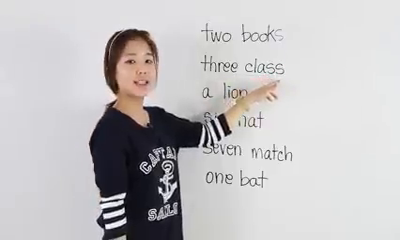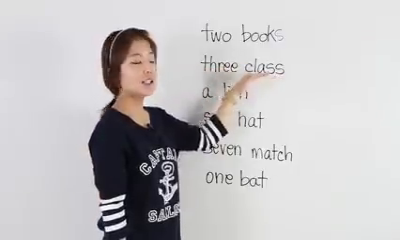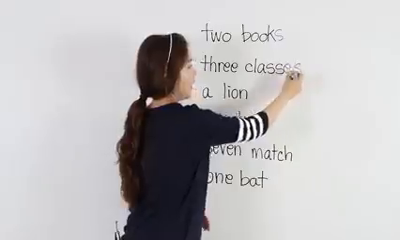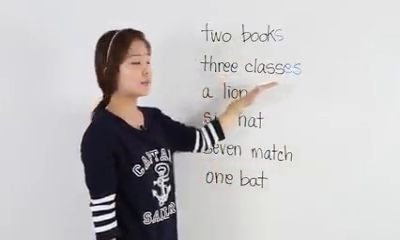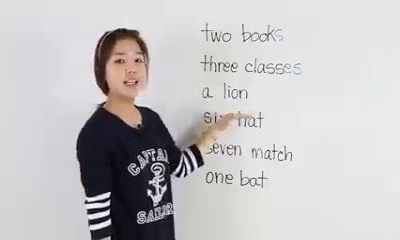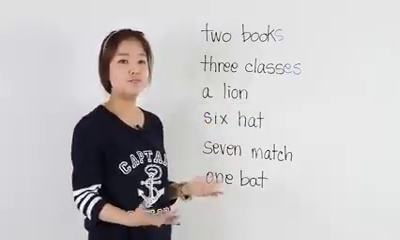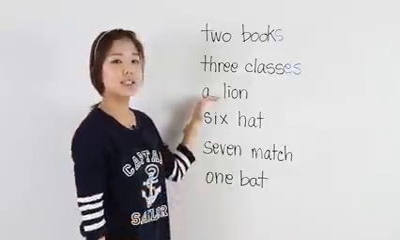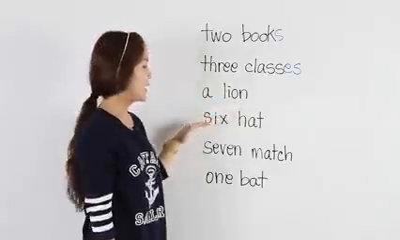Okay, the next one, three class. Class ends with the s. So what do we put? Three classes. Okay, so again, the plural is three classes. Okay, a lion. Do we have to put anything? No. No s or es because this is singular. There's just one lion, a lion.